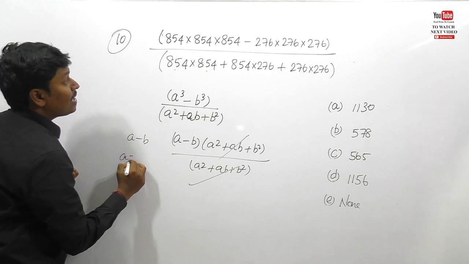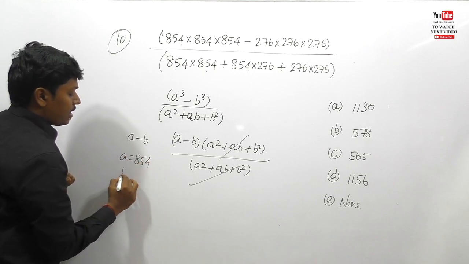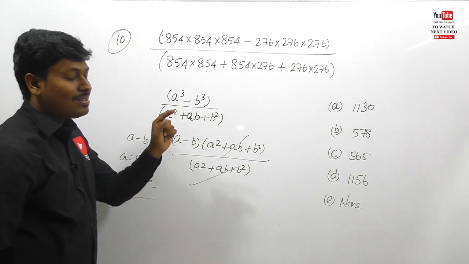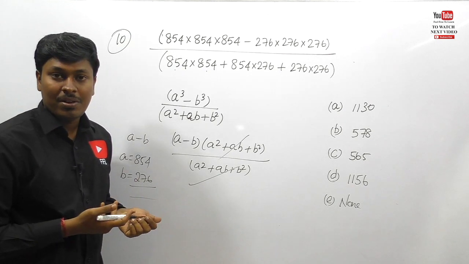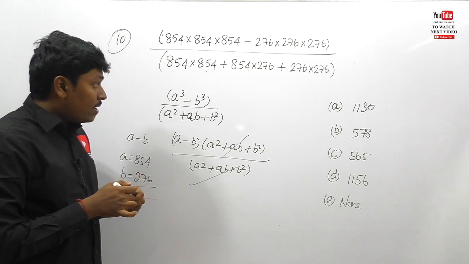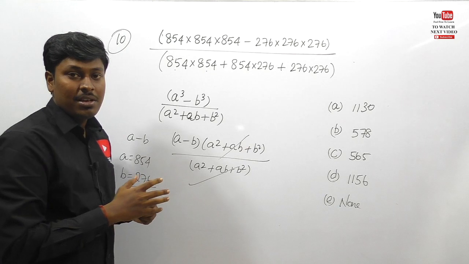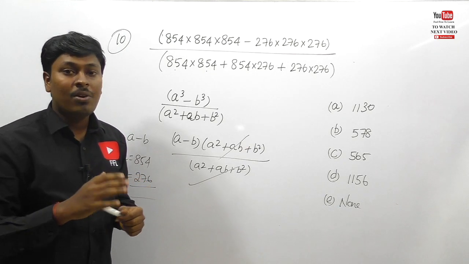We know that a value is 854 and b value is 276. When we subtract both the numbers, the answer is 578. Whether it is simple or not, right? So friends, if you are preparing for a simplification question, don't forget to learn this question, friends. Most important for all the competitive exams.